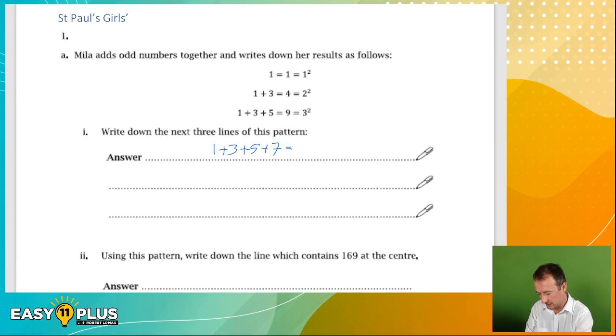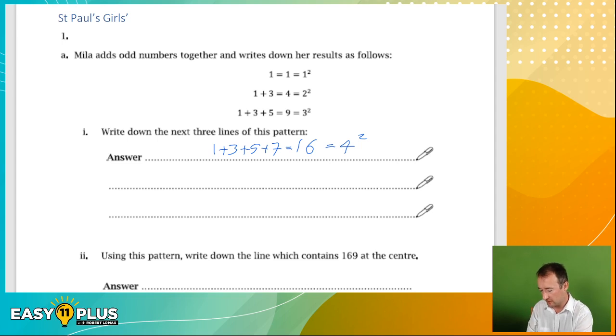In fact, I'm going to give a little bit more space here. 4 squared. What is 4 squared? 4 times 4 is 16. Because you can see the first one's got one number, 1. The second one's got 2, 1 plus 3. Third one's got 3, 1 plus 3 plus 5. Fourth one's got 4, 1 plus 3 plus 5 plus 7. Let's just check this to make sure we're along the right lines. So 1 plus 3 is 4, 4 plus 5 is 9, 9 plus 7 is 16, so it works.